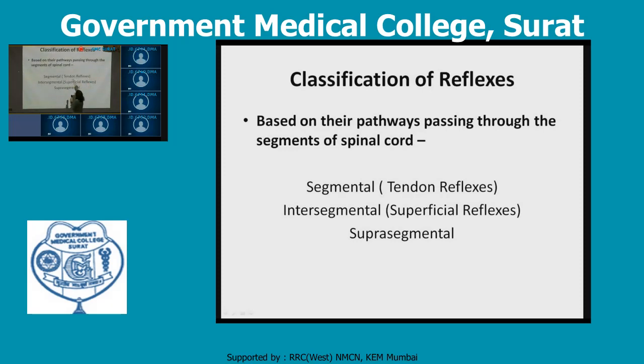Now the next is the intersegmental. In the case of intersegmental, branches from the afferent go to the adjacent segments of the spinal tract, not only to one segment, but also to some of the upper segments and the lower segments. The afferents synapse with the motor neurons of the upper and lower segments, and the example is superficial reflexes.